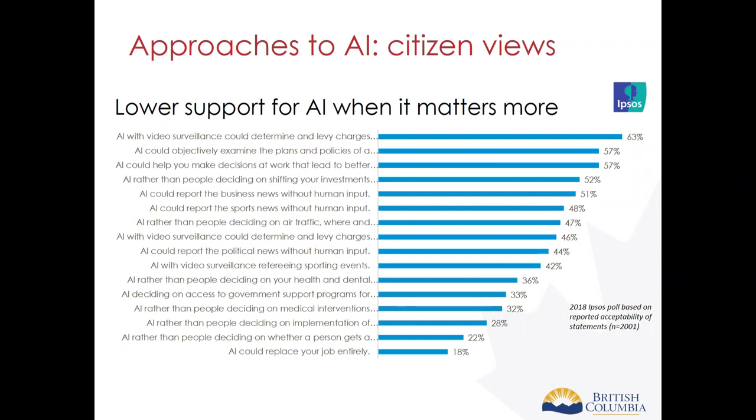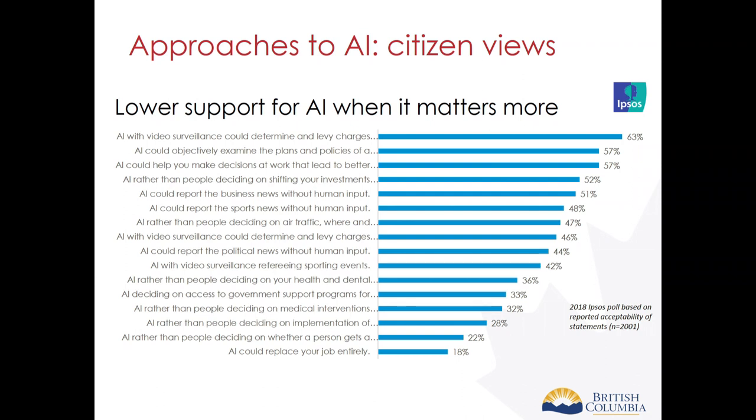And you see the level of support decreasing fairly dramatically as we get to algorithms that can have a direct impact on people's welfare and their livelihood and whatnot. So it's sort of an intimacy question. So we do have to be very, very thoughtful about the views of our citizens and design our use of algorithms on the basis of citizen preferences, in my view.